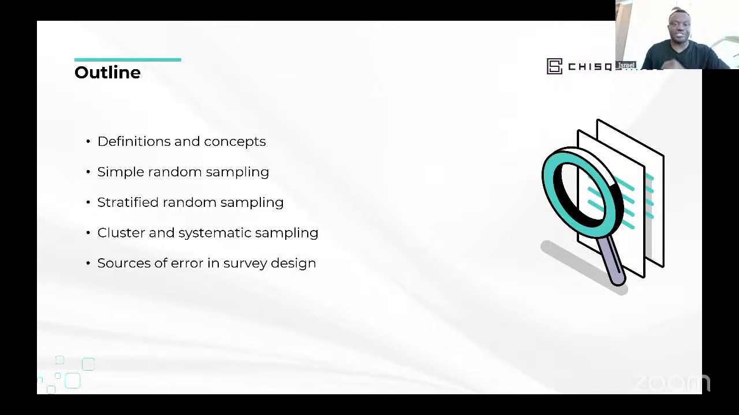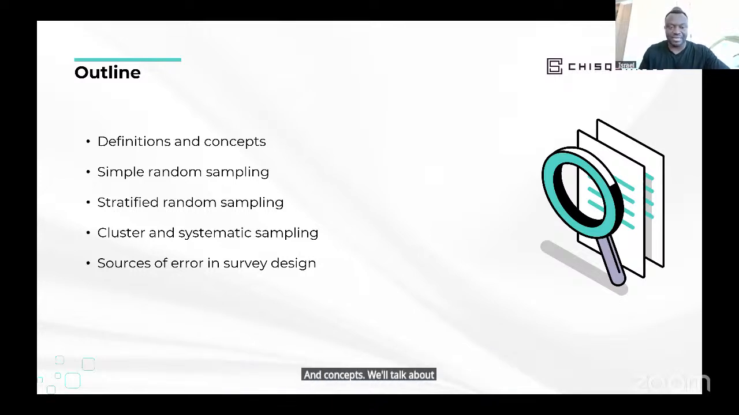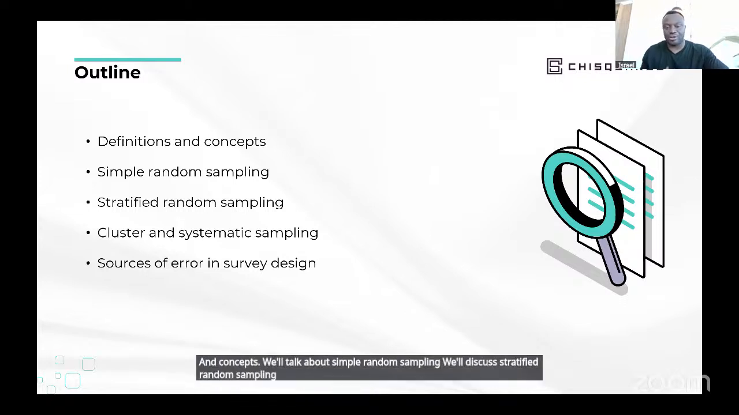For today's session, we'll cover some key definitional aspects and concepts. We'll talk about simple random sampling. We'll discuss stratified random sampling and elements of cluster and systematic sampling. Those are some of the things we'll cover today and then into next week as well.